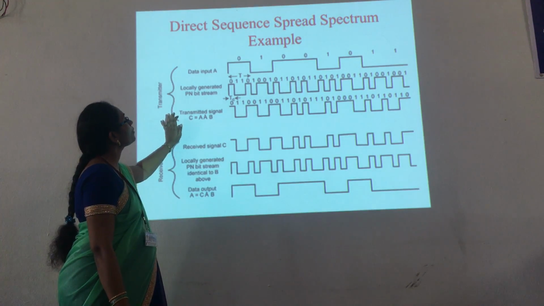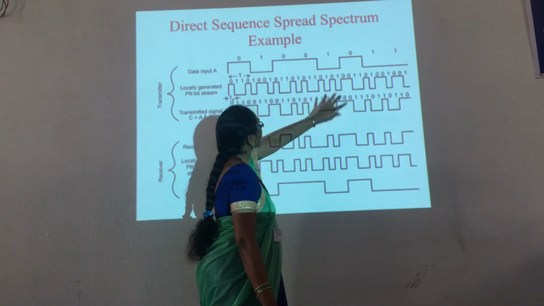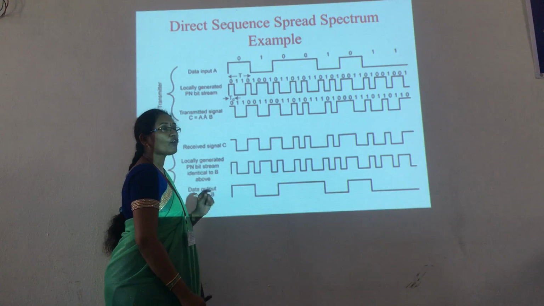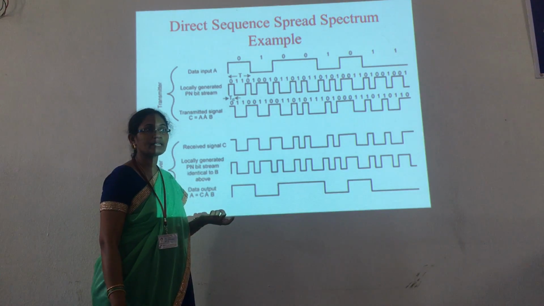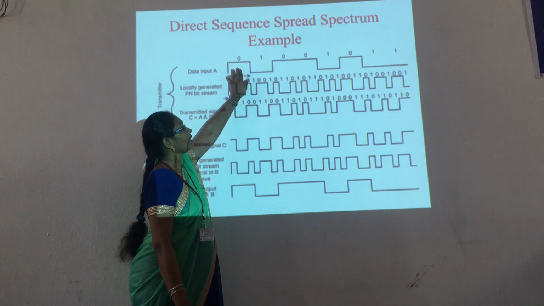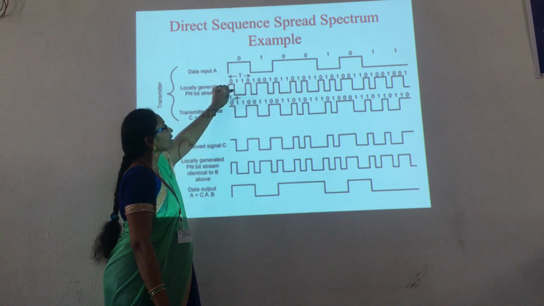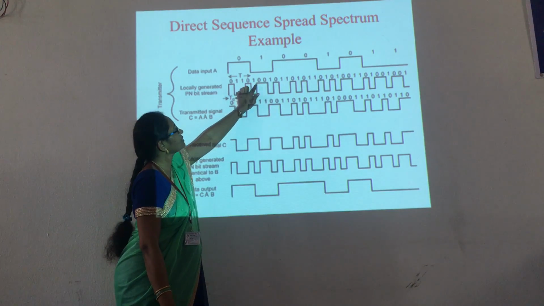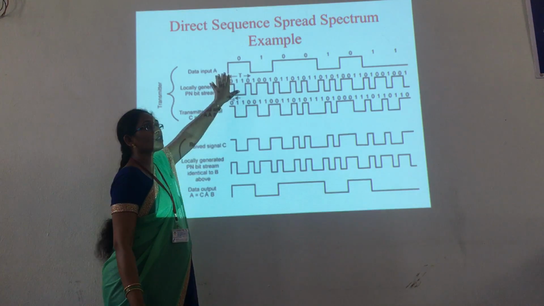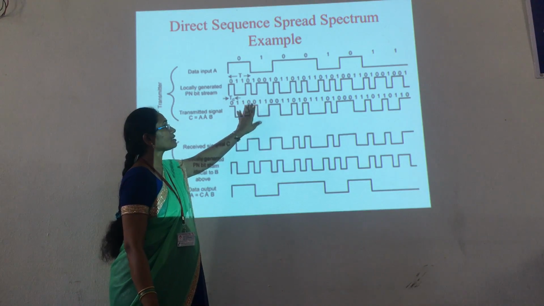This is one example of direct sequence spread spectrum: 0, 1, 0, 0, 1, 0, 1, 1. You have different coding formats to represent binary data. Here I have represented 0 with the high level and 1 with the low level, but you can use any format for encoding. This is the PN sequence, 0, 1, 1, 0, 1, 0, that you have used at the transmitter side. The XOR of these two gives the transmitted signal, which is the spread spectrum signal.